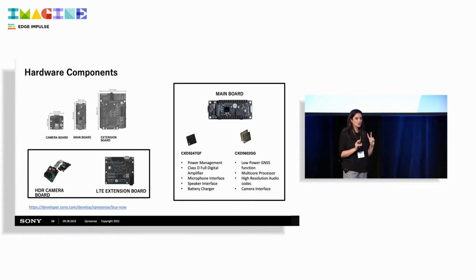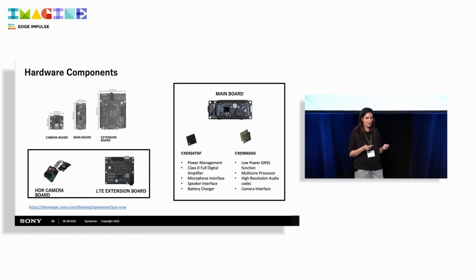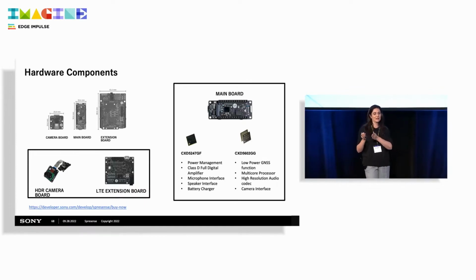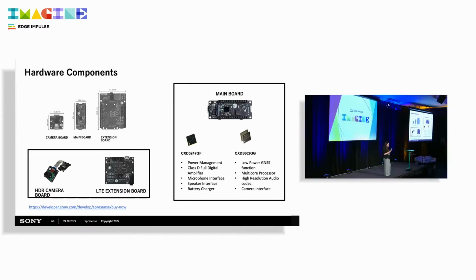The main board has 2 chips on it, CXD5602 and CXD5247. Each of these has a specific function. For example, if you want to do the camera interface, it is in the 5602. Why do I talk about this? Because this is a production board, and you can use it, but these 2 chips have already been used in smart headphones, smart Xperia headphones from Sony. So these are chips that have been used already.